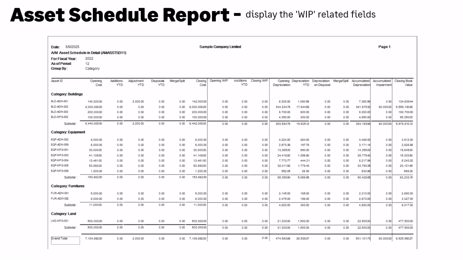The next new feature is for the asset schedule. This schedule report is quite important, and in this new version, we add 3 new columns related to the WIP fields in this report.